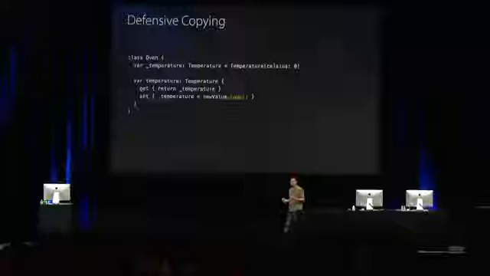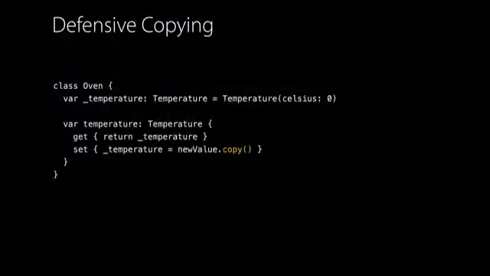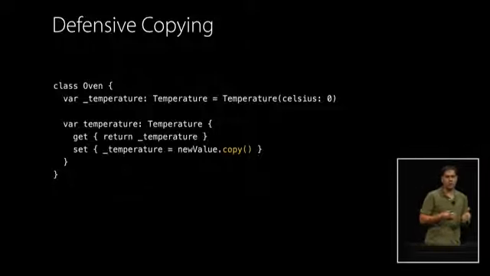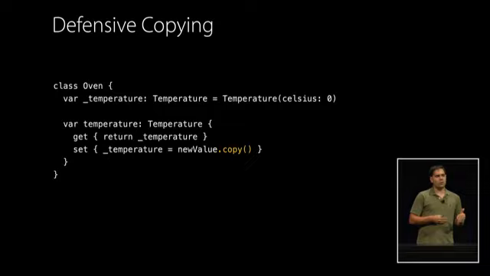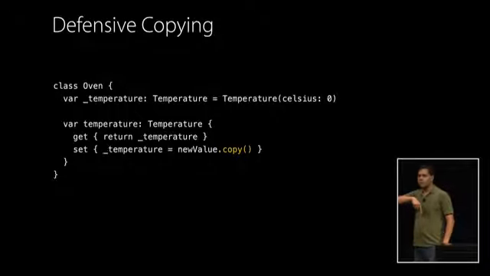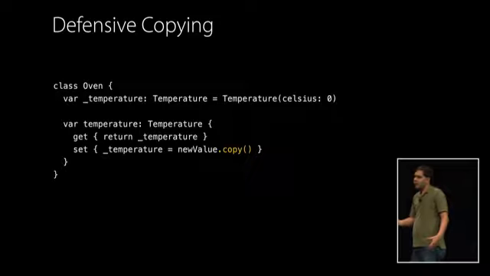So we refer to this as defensive copying, where we copy not because we know we need it, but because if we do happen to need it now or sometime down the road, it's really hard to debug these problems. And so it was way too easy to forget a dot copy anytime we assigned a temperature somewhere in our oven. So instead, I'm going to bake this behavior right into my oven.